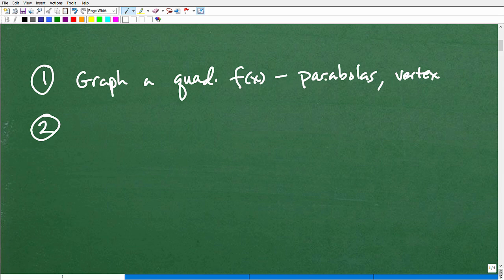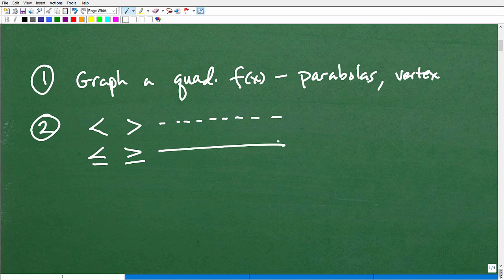quadratic function, its respective graph, we need to know that if we're dealing with a less than or greater than, the graph is going to be a dotted line, or a dotted curve or parabola in this case. Now, if you're dealing with a less than or equal to or greater than or equal to, it's going to be solid. So these are the same steps that you would employ for doing something like this.